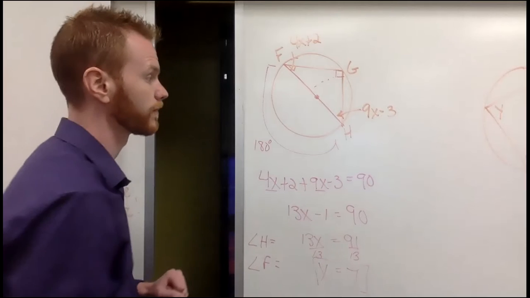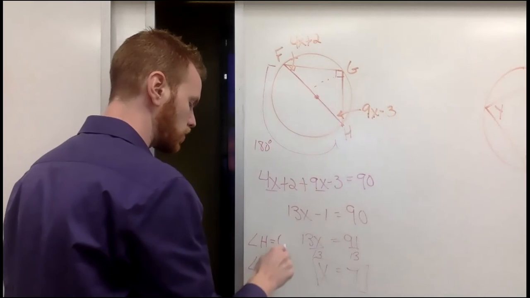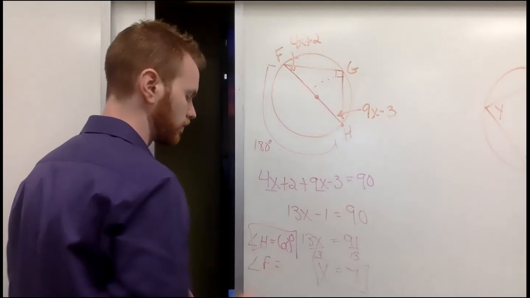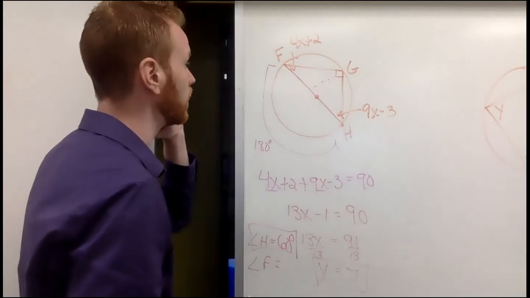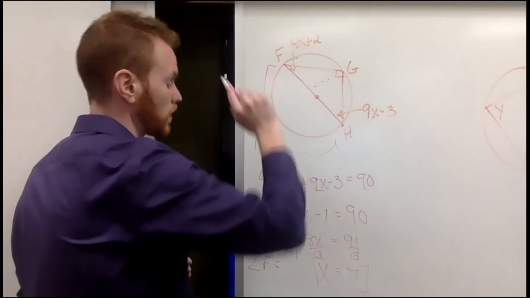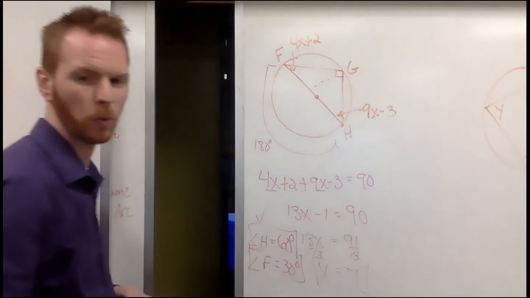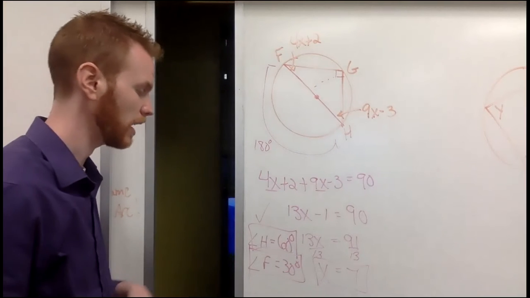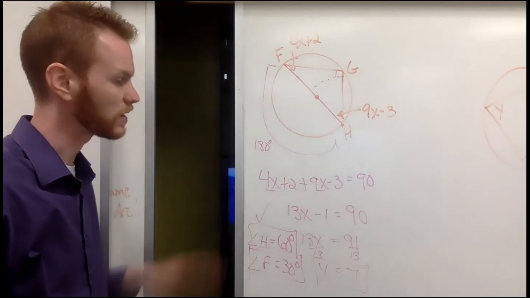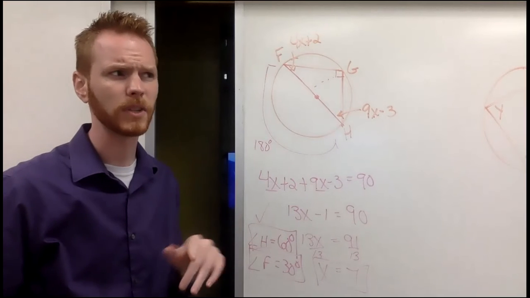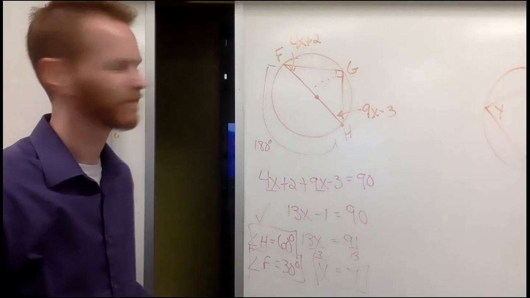Okay, angle H. 9 times 7 is 63, minus 3 is 60. So we got that, which means this better be 30, right? Because I have to add it to be 90. 4 times 7 is 28, plus 2 is 30. Yeah, it works. 180 degrees in a triangle, everything matches up perfectly. That's the inscribed right triangle theorem. Sorry, took that back. Everything so far so good.